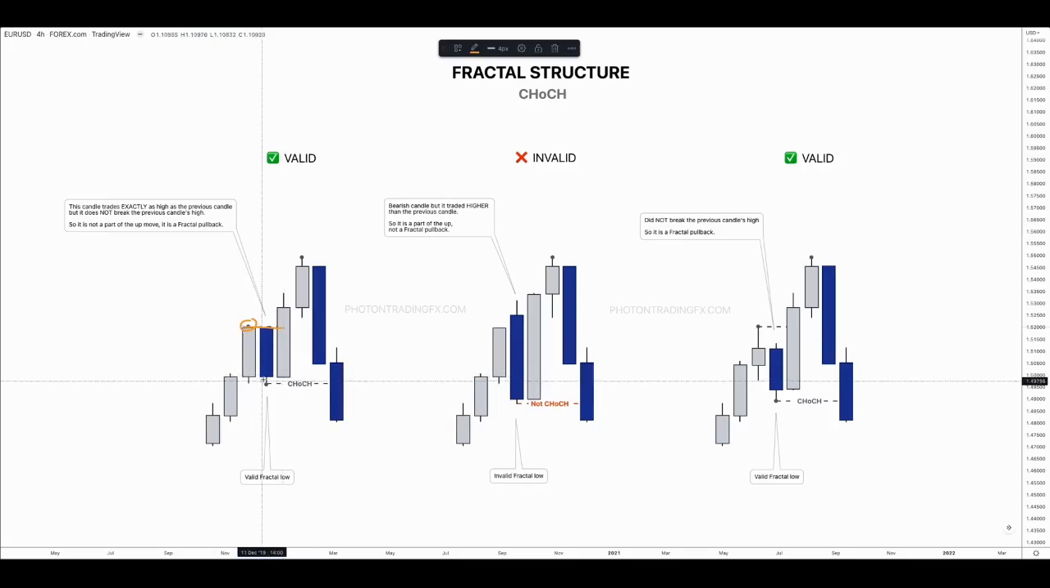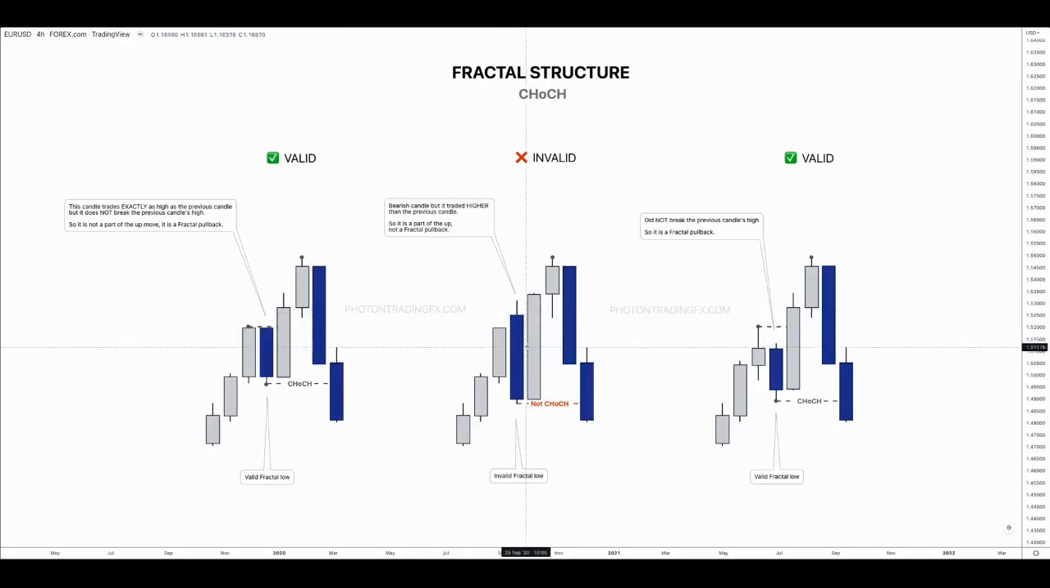Then as price continues to break this high, we have now had a fractal continuation, and that will become your low. And then eventually we get that change of character. So when you get exact equal highs, that is the fractal pullback, because it's failed to continue the bullish movement. This is all bullish, then it's failed to do it. So that is your fractal pullback.